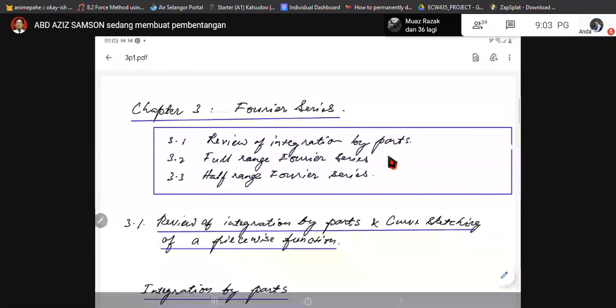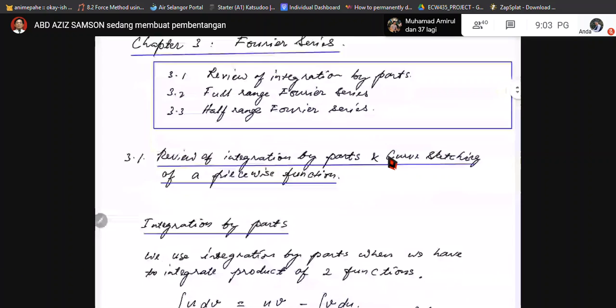What we're going to do now is just a bit on review of the integration by parts.